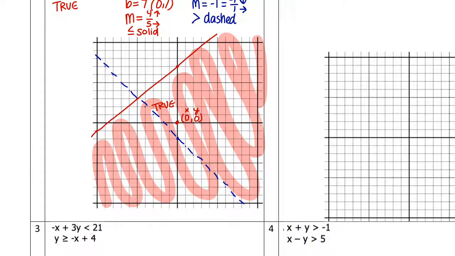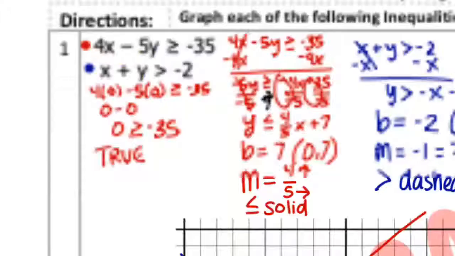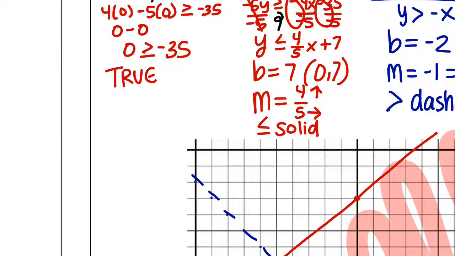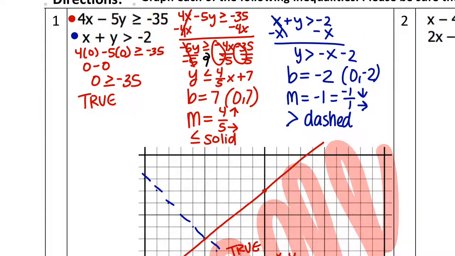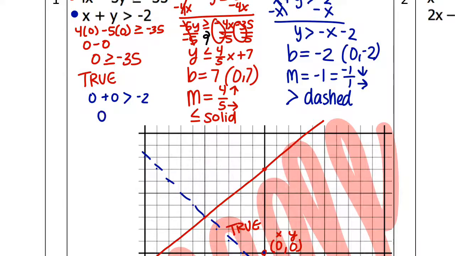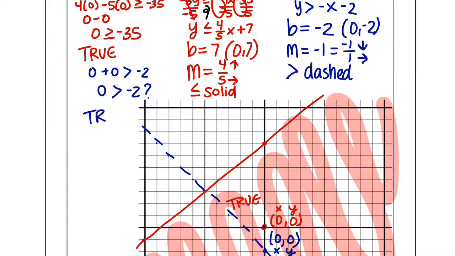Okay, and the final part is to check which side is true. I can still check 0, 0 if I want. This means I'm plugging in 0 for x and y and seeing if it makes my inequality true. So if I come back up to my inequality, it was x plus y is greater than negative 2. So that means I'm checking if 0 plus 0 is greater than negative 2. Well, is 0 greater than negative 2? Yes, it is. This is true.